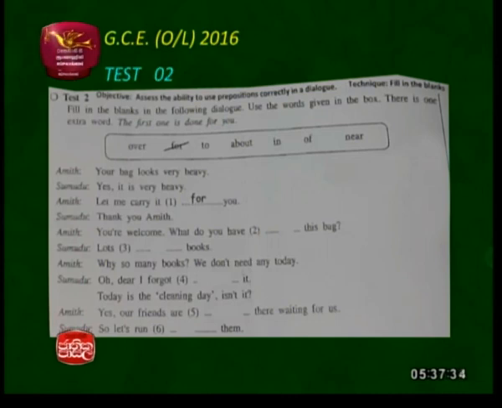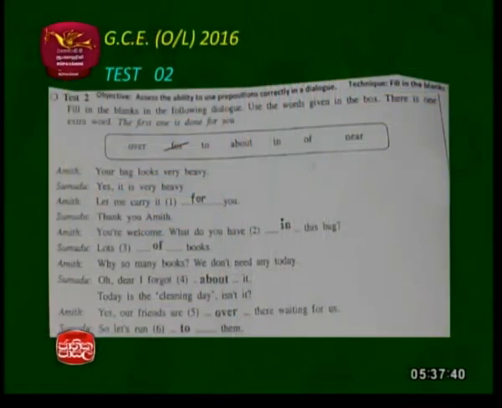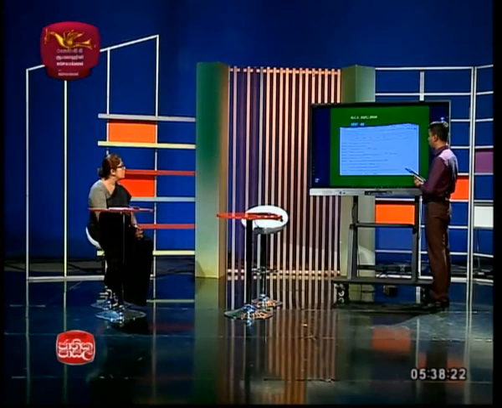So let's run to them. Your bag looks very heavy. Yes, it is very heavy. Let me carry it for you. Thank you, Amit. You are welcome. What do you have in this bag? Lots of books. Yeah. Why so many books? We don't need any today. Oh dear, I forgot about it. Today is the cleaning day, isn't it? Yes, our friends are over there waiting for us. So let's run to them.